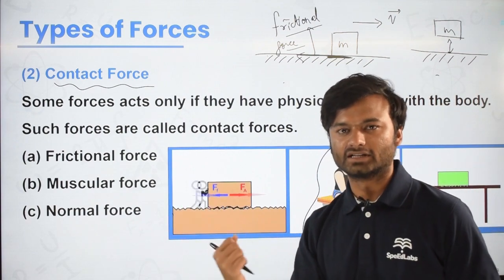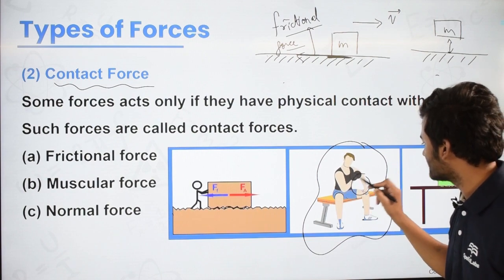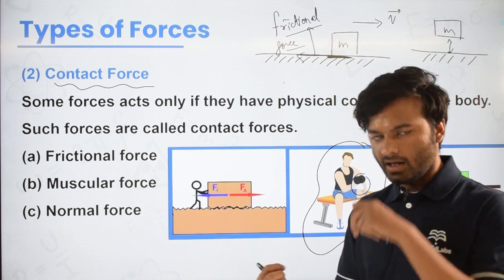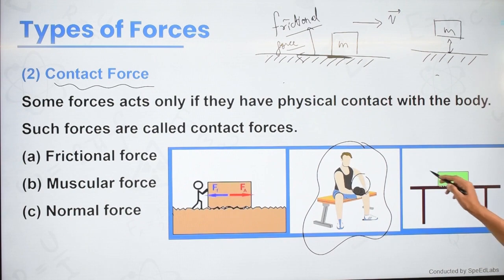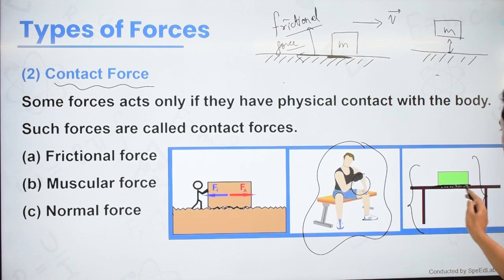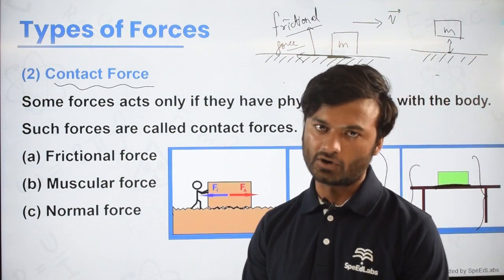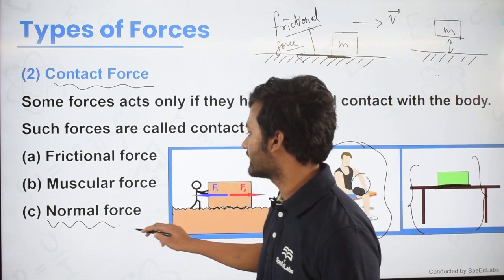On the other hand, see this boy. He's pulling a dumbbell to build his biceps. There is a contact between the dumbbell and his hand. Then only the force is applied to the dumbbell. Similarly, here you have a box which is kept on a table, and there is a contact between them. So basically contact forces are the forces in which contact is required between the two bodies. Understand? Okay.